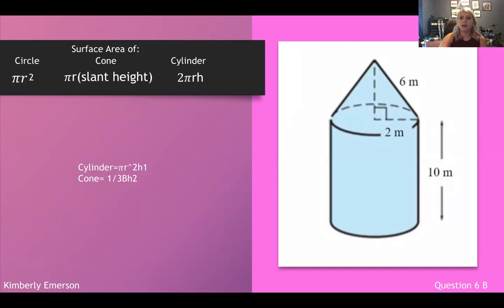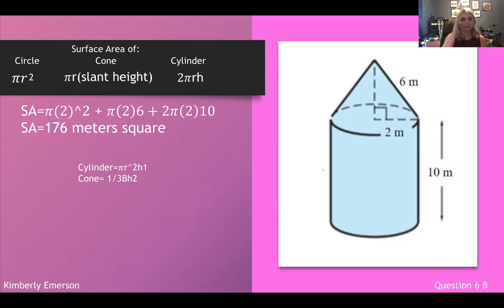All right, so I'm going to move you back over here. We're going to talk about the surface area of 3 different things: a circle, a cone, and a cylinder. Looking at this, our surface area of a circle is pi radius squared. Our surface area of a cone is pi radius times the slant height, and I'll talk about the slant height in just a minute. And then our surface area of a cylinder is just 2 pi radius times height.